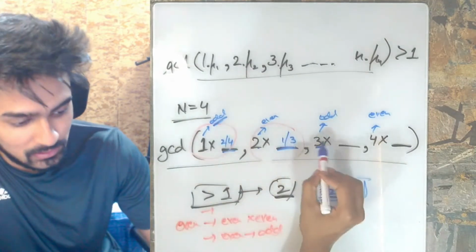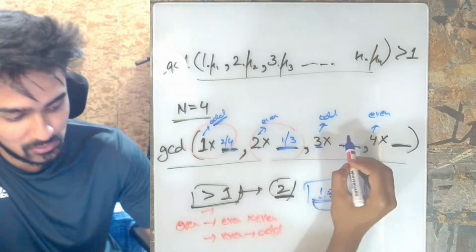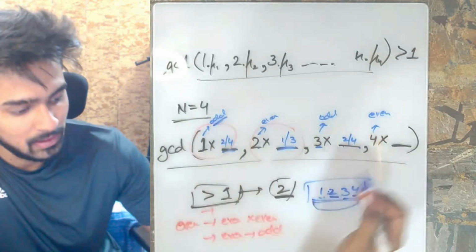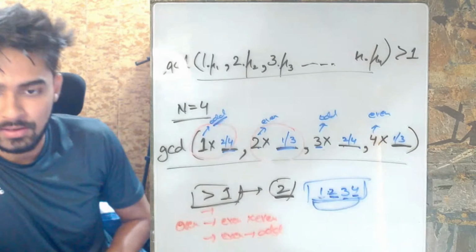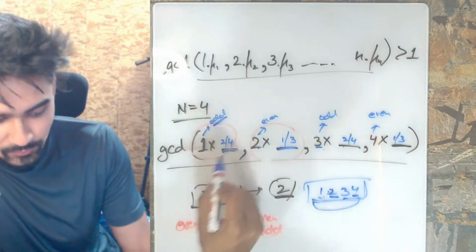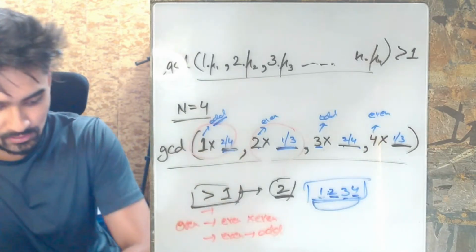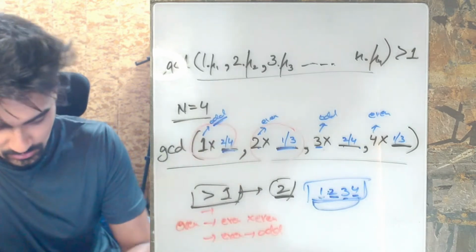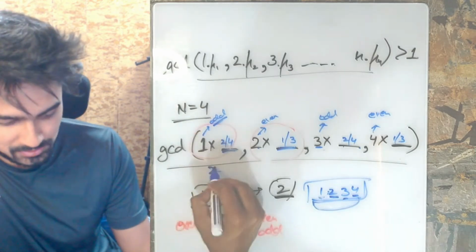Coming on to this one, this is odd. Therefore, we need an even number. So, again, 2 or 4. And here, 1 or 3. Now, how many options did we have for this position? We had 2 options.